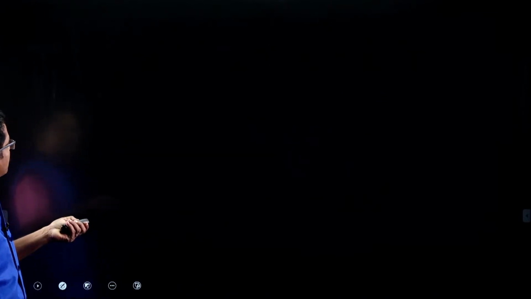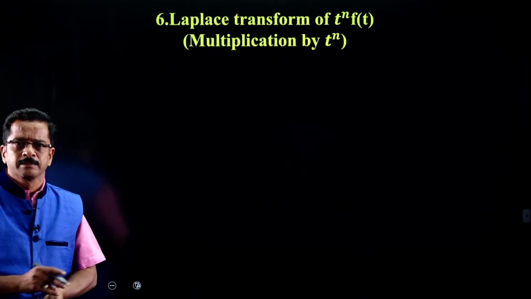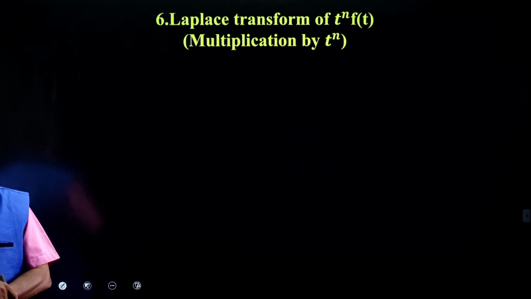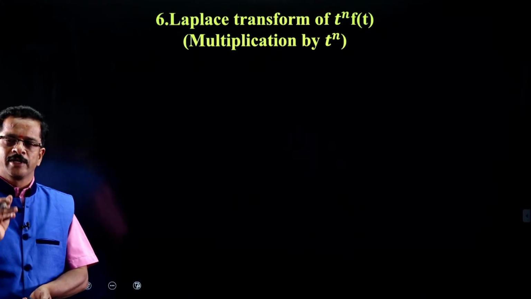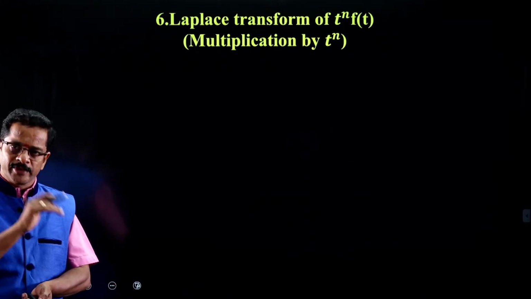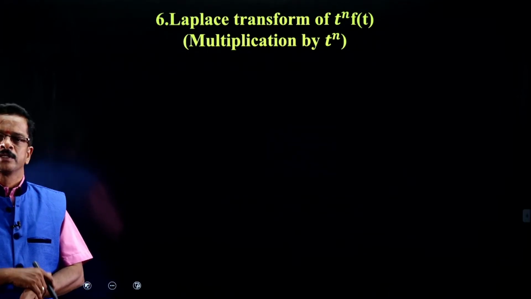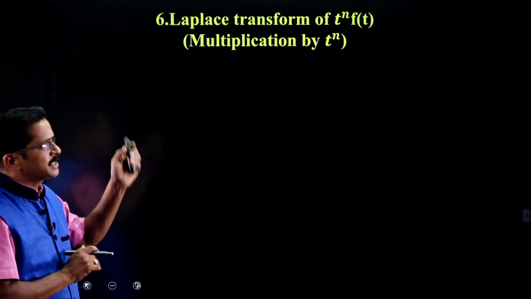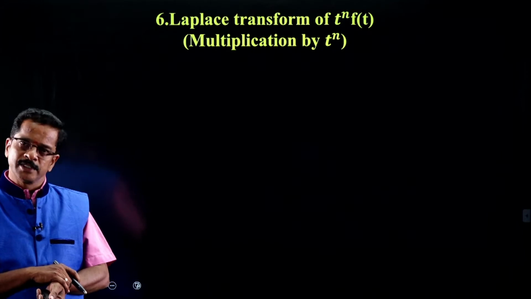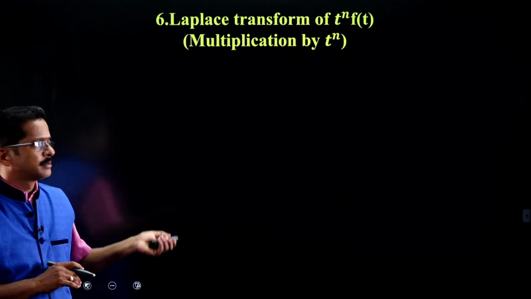Next, multiplication by t. Next property is multiplication by t. So previous property, if the function is with exponential function, if the function is with e power at, then how we evaluated Laplace transform we learned. If it is the function with the t square or t cube, in such case how we do that?